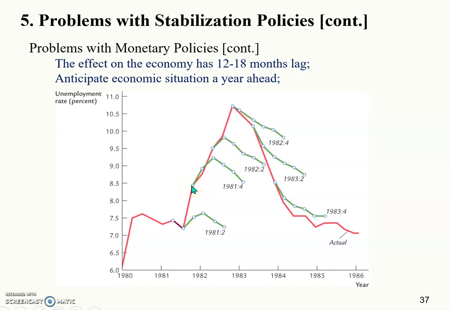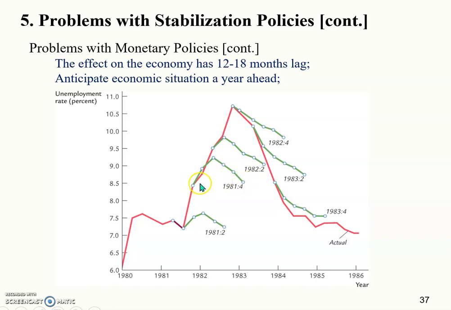So this one, for example, represents the year 1981, the fourth quarter. That's why you see this label here. At that quarter, they asked a group of economists to predict the unemployment rate in the next 5 quarters. So here is the fourth quarter of 81. This is going to be the first quarter of 82, second quarter, third quarter, fourth quarter of 82, and then the first quarter of 83.